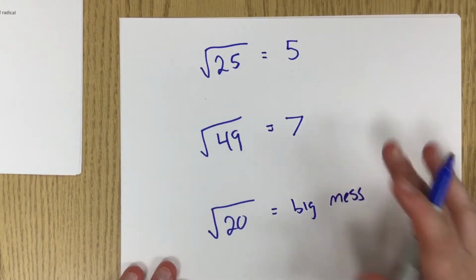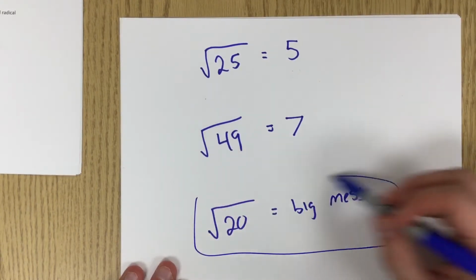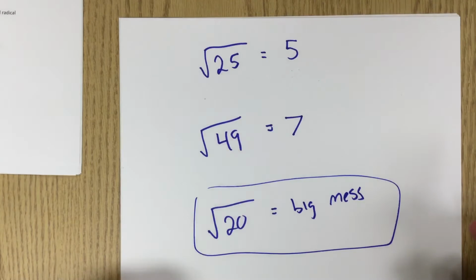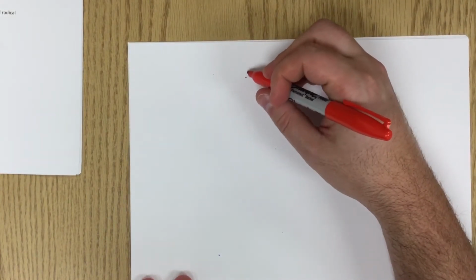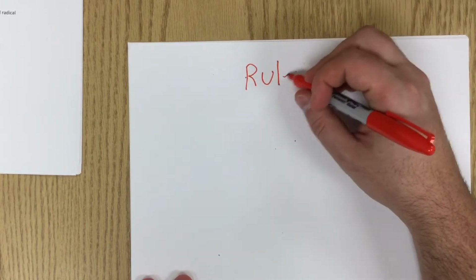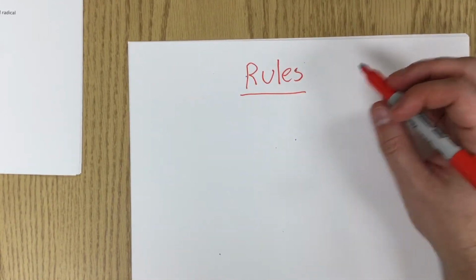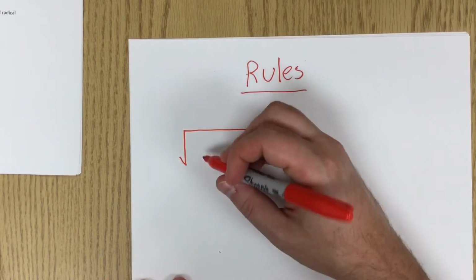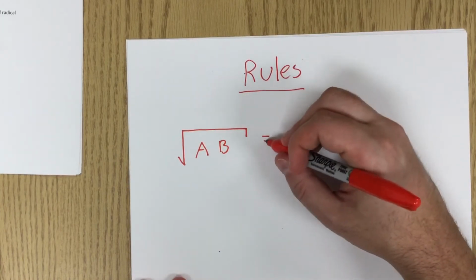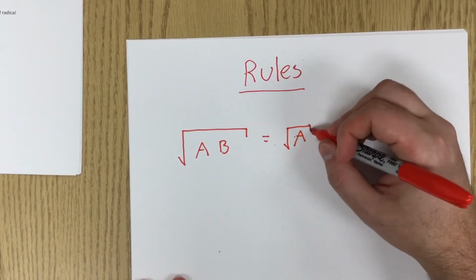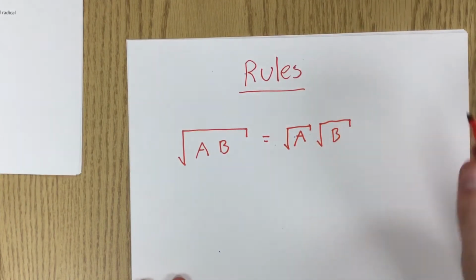So our first goal for today is to turn this into something that's less of a big mess. So we're going to have two rules, our general rules. We're going to say that the square root of AB is the square root of A times the square root of B.